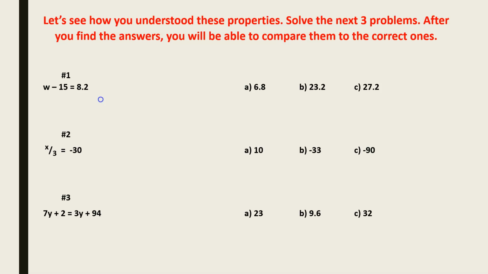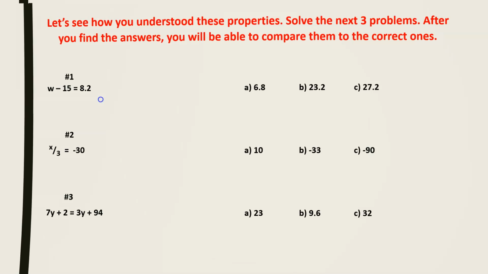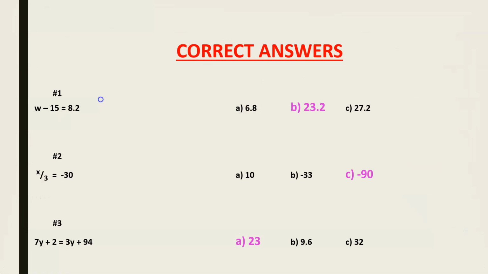Let's see what answers you found. Here are the correct answers. For problem number 1, the correct answer is 23.2. How did you get it? You have to add 15 to both sides of the equation. For problem number 2, the correct answer is C, negative 90.